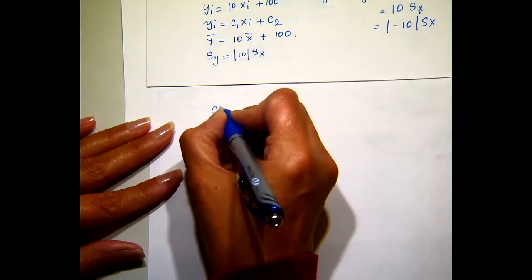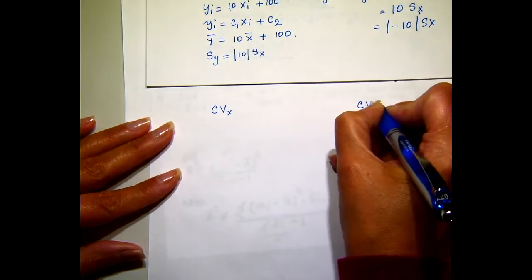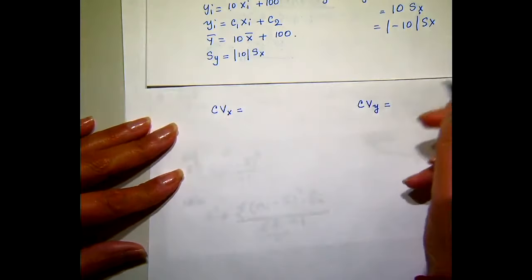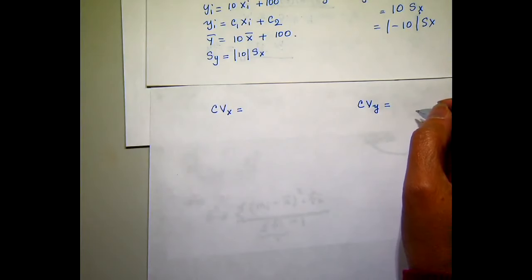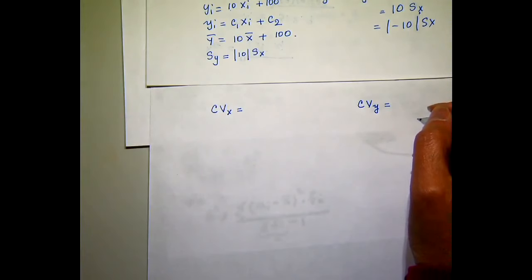I want to talk about the coefficient of variation of x, and next I want to talk about the coefficient of variation of y. Work on it, let me know. Are they the same? Is one 10 times as big? What do you say?